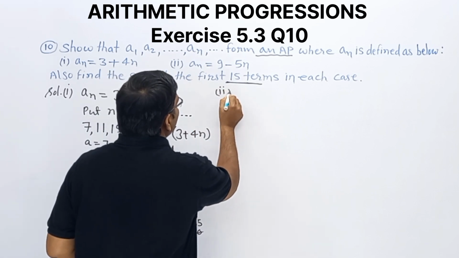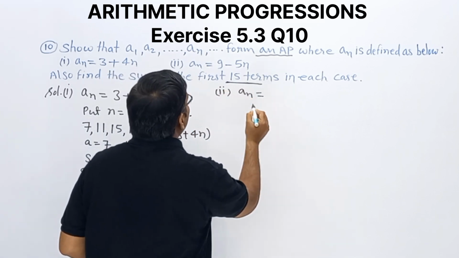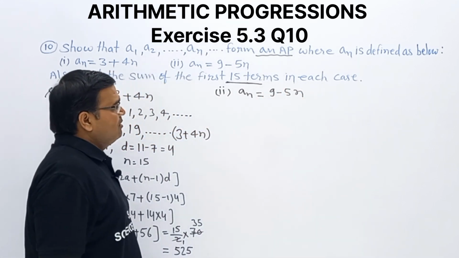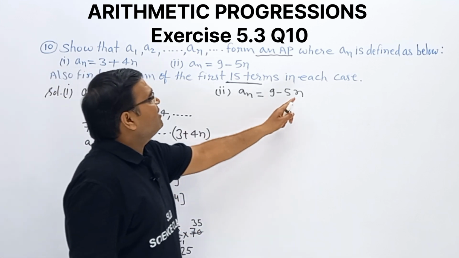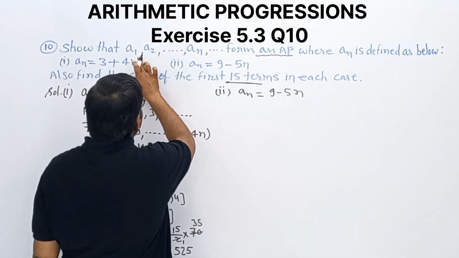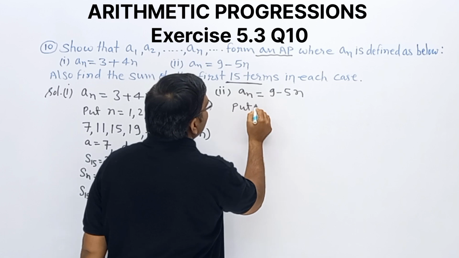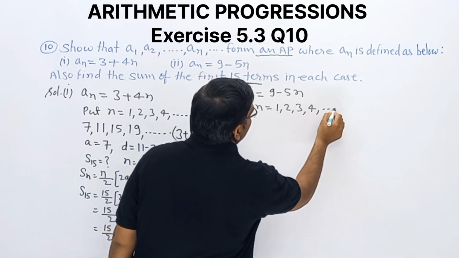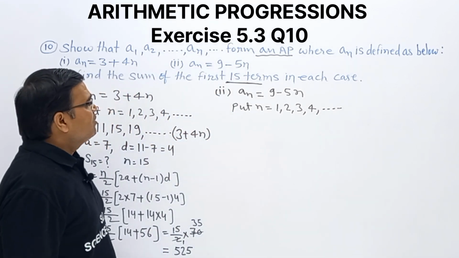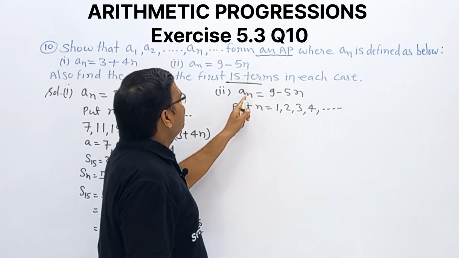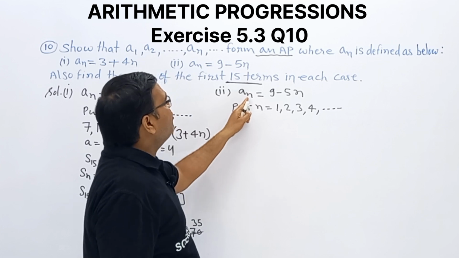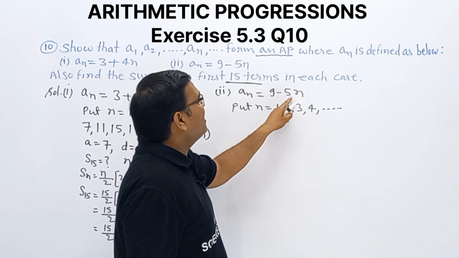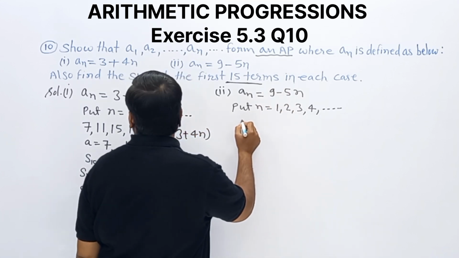In the second one we are having the nth value. An is what? 9 minus 5n. Same, n value we will put: n equal to 1, 2, 3, 4 and so on. Clear? So once we put n equal to 1, then a1 we are getting. a1 will be 9 minus 5 into 1. 9 minus 5 will be 4.